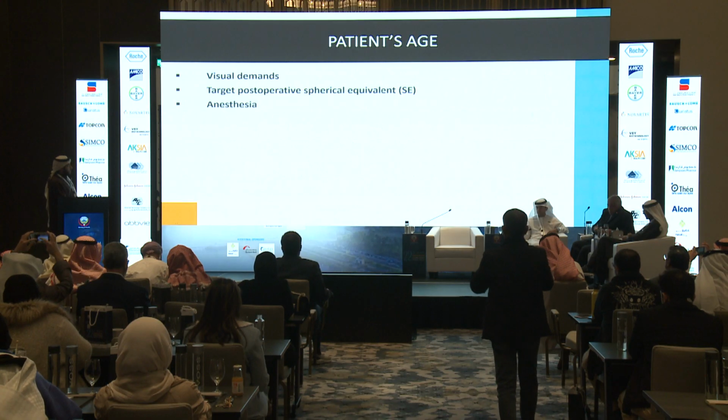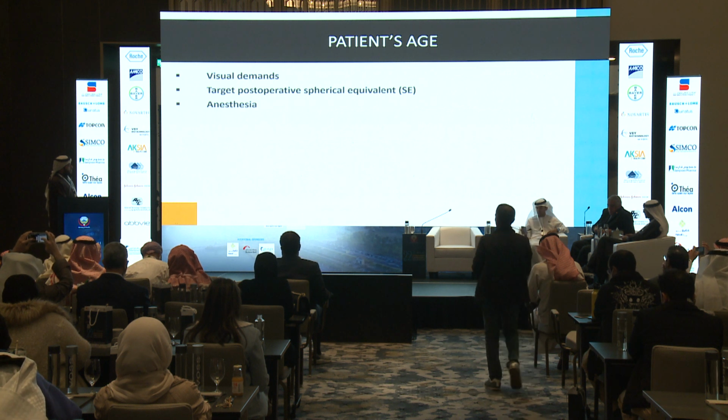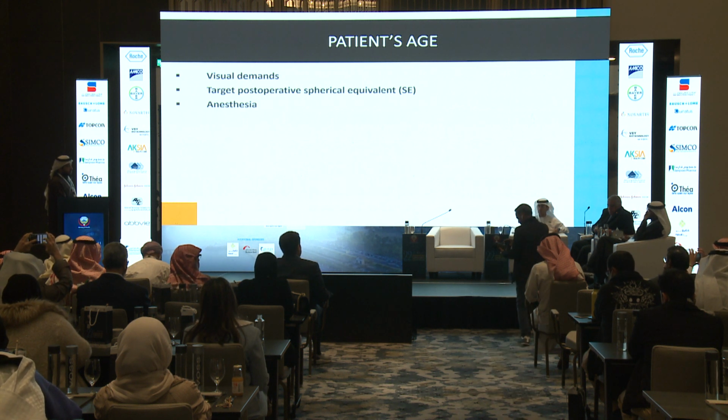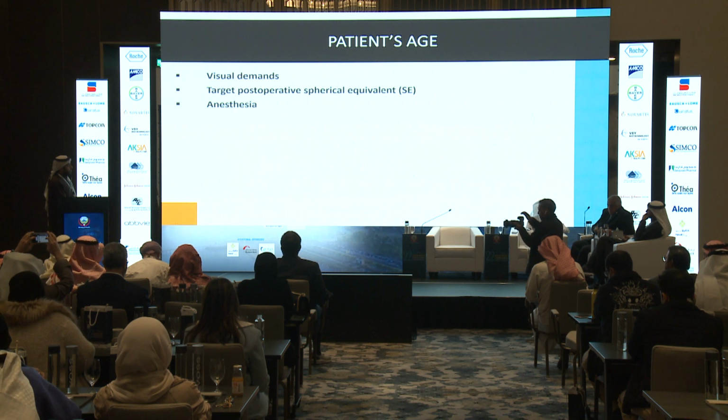Starting with the history, usually we start with the patient's age. Based on the patient's age, we can determine the visual demand of the patient, target the postoperative spherical equivalent, and choose the type of anesthesia. For example, young patients usually cannot tolerate local anesthesia.